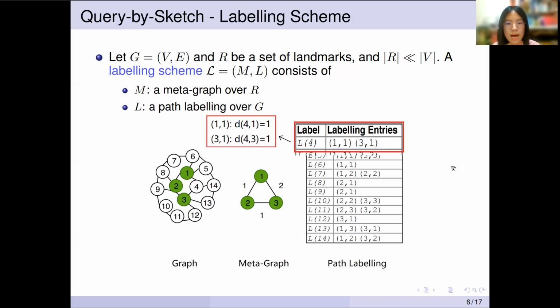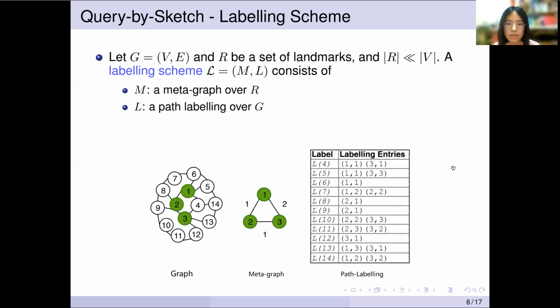The second part is a path labeling, which compactly represents the shortest paths between landmarks and other vertices. Each vertex which is not a landmark has a label with several entries. Each entry shows the distance between this vertex and a landmark. Here, let us have a look at the label of vertex 4. It contains (1, 1), which means that the distance between vertex 4 and landmark 1 is 1. It also contains (3, 1), which means that the distance between 4 and landmark 3 is 1.